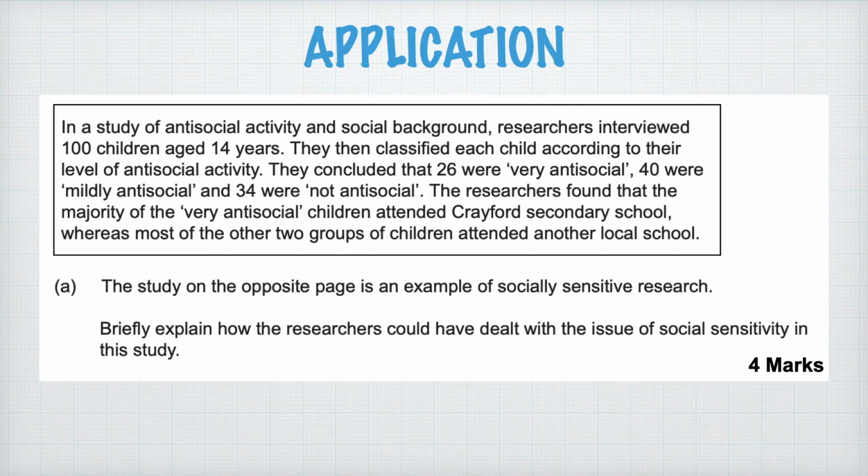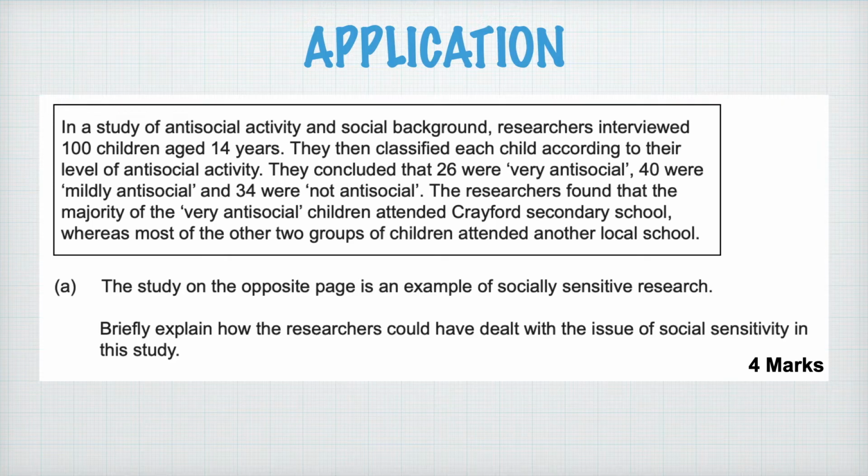So, moving on, this is the second question. Now this came up in one of the A-level specimen papers that were released back in 2017. So, as you can see, we're being asked to deal with the issue of social sensitivity within a particular piece of research. So, obviously, the first thing that we need to do is work out what issues might actually arise from this study, and then we can talk about how we're going to deal with them.